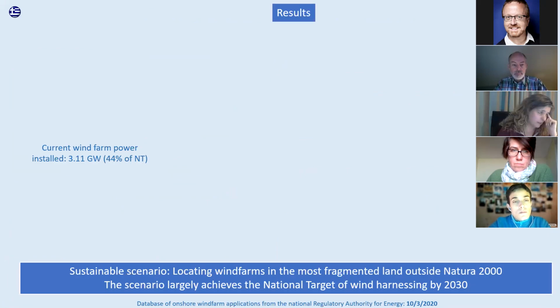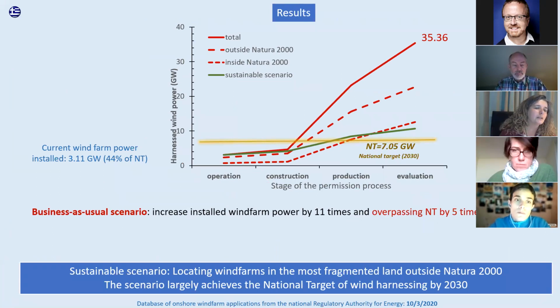And here, this picture is going to show you the results. The current wind farm power is about 44% of the national target of about 7 gigawatts. Maybe today it's about 50%, because we have cross-checked our data using the database of the ministry dated from March 2020. So we expect to have even more investments now.